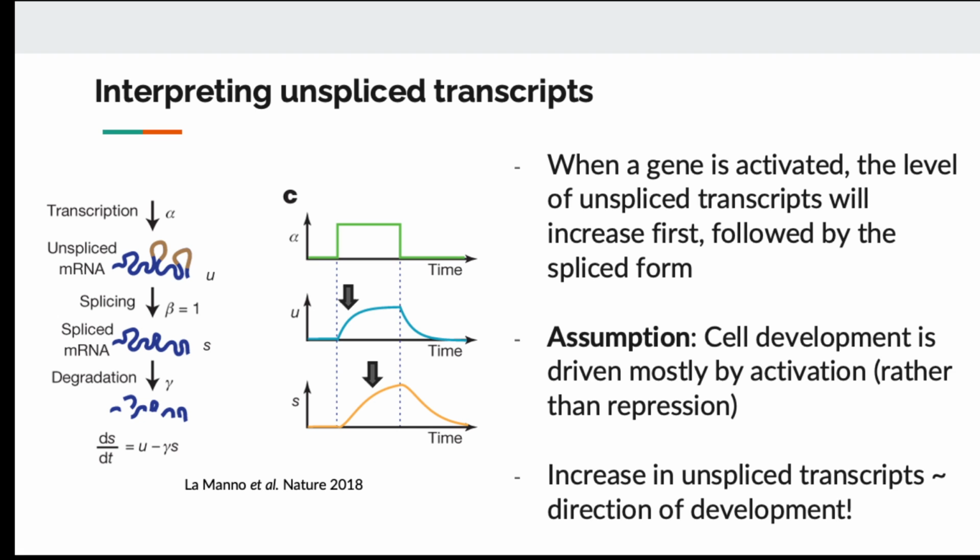So that means that if you can measure the ratio between unspliced isoform and spliced isoform, if it's high, that tells you that the cell just started activating the gene. If the ratio is small, that means the gene has already been activated a long time ago. So based on the ratio between unspliced and spliced transcript, you can tell the timing of gene activation. You can tell whether the cell just changed or the cell has changed for a while.